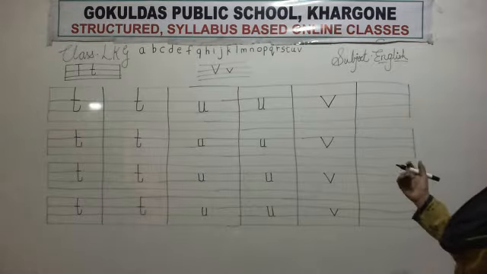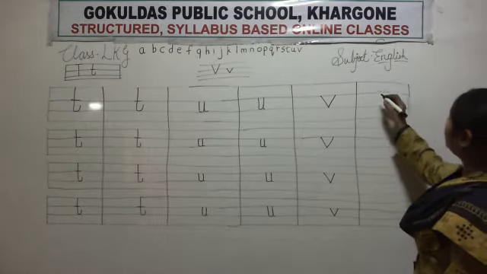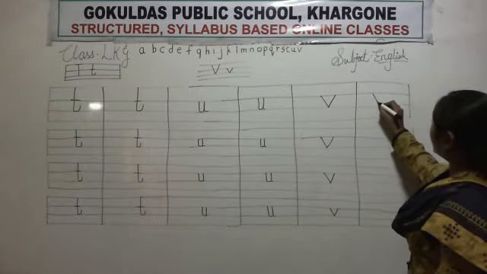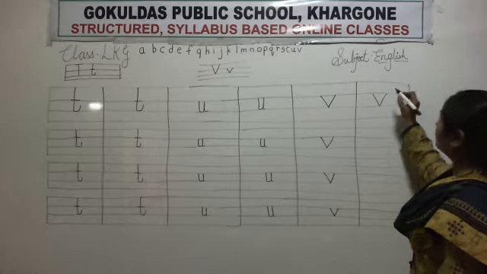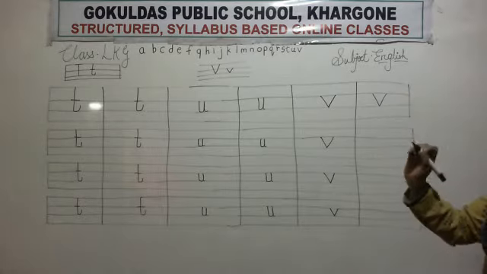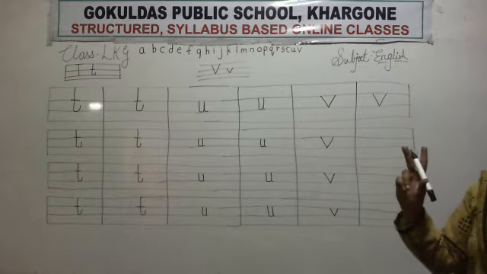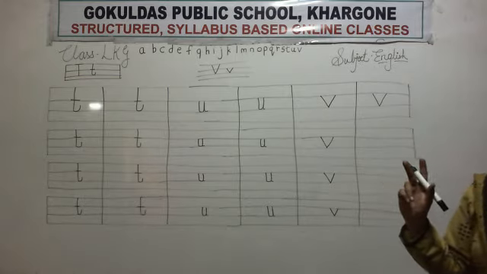Okay. In the next line, again we will write letter V. Slanting line down and slanting line up. Which letter is this? V. Small letter V, in two lines, between the middle line and base line.